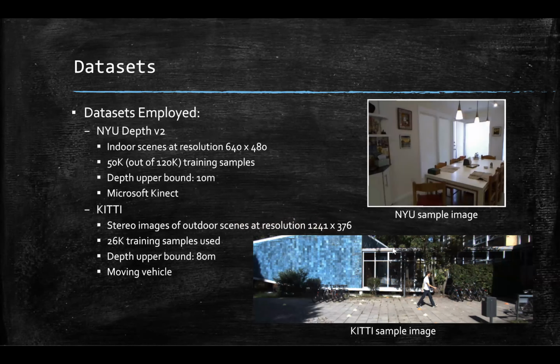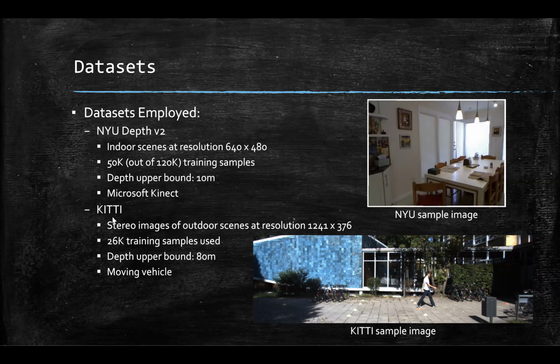Okay, about datasets. Well, the first dataset was NYU depth. That is a dataset of indoor scenes at resolution 640 by 480. They used 50,000 training samples out of 120,000 samples. The depth upper bound for that dataset was 10 meters, and the data was gathered using Microsoft Kinect.